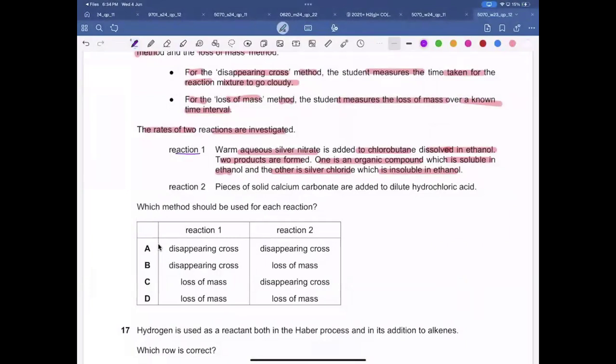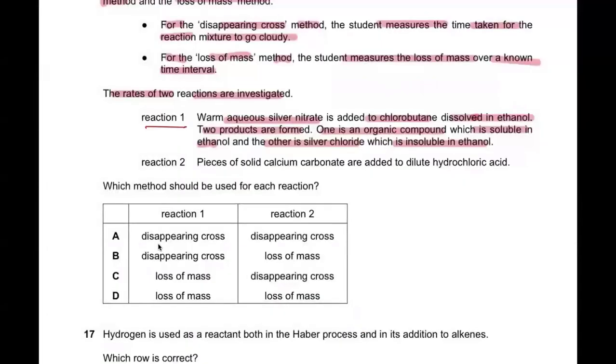In reaction 1, if you see, we are getting silver chloride, which is insoluble, right? So it means that for reaction 1, it is going to get cloudy. And if it is going to get cloudy, we are going to use the disappearing cross method. So it means C and D are wrong.